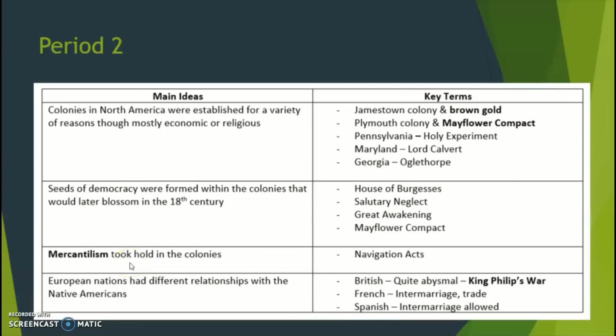Now, one of the reasons for colonies is mercantilism, and that is, of course, economically driven, where the mother country, England, is trying to profit off of the colonies.